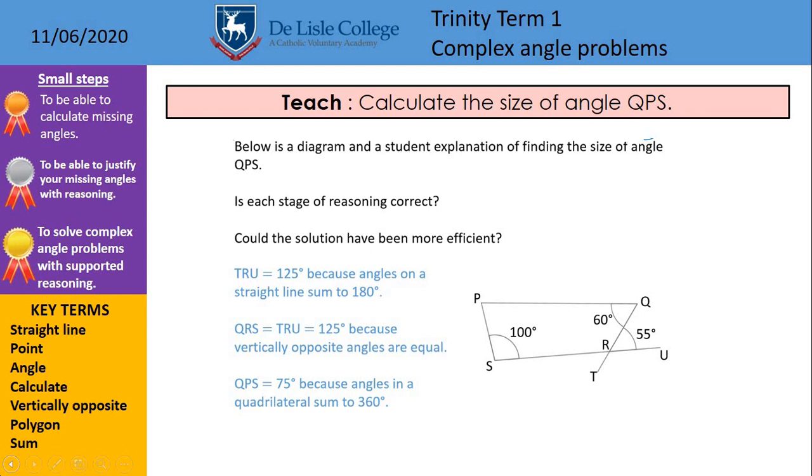As perhaps an alternate method, I may have looked at QRS straight away, and QRS is also on a straight line with the 55. So you could just say QRS straight away there is 125, and perhaps skipped out the first step. You didn't need to work out TRU. Okay.